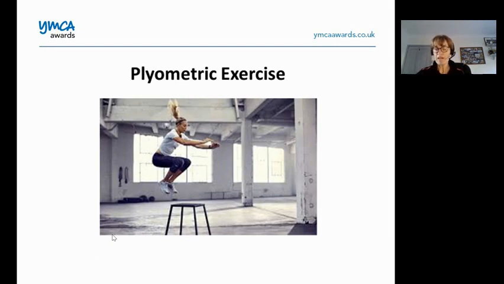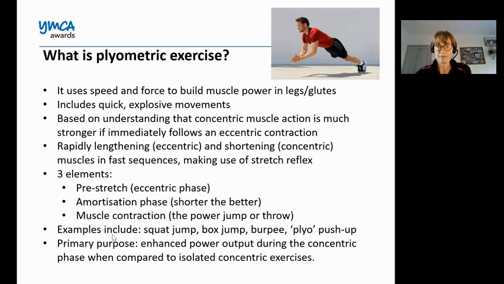So one area you want to look at particularly is something called plyometric exercise. And this ties in with the aspects of the nervous system that we've been looking at. So, what exactly is plyometric exercise? Well, it's a type of exercise that uses speed and force in order to build up power in those strong muscles that we've got in our legs and in our glutes. And it's about quick, explosive movements.